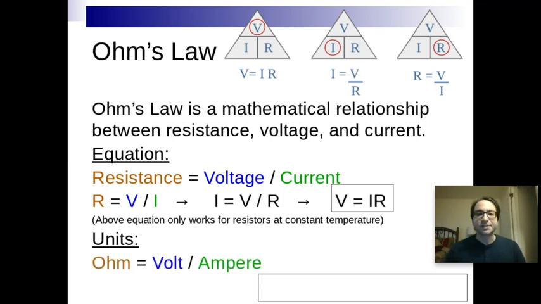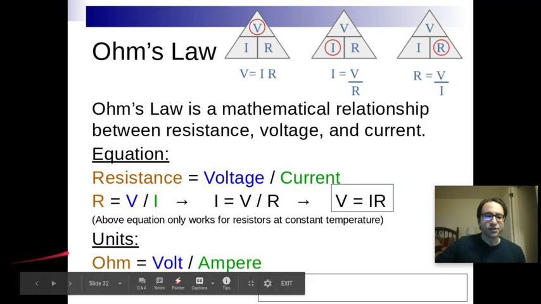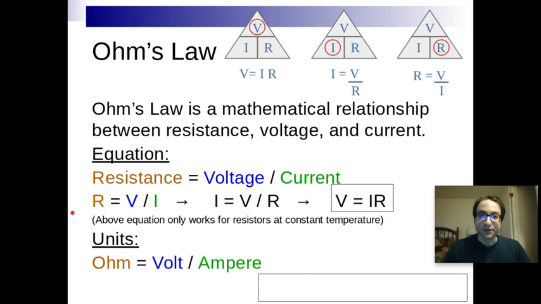Anyway, we take a look at the units of our Ohm's law equation. Again, we'll take a look at the first version here. Resistance is voltage over current. Well, units for resistance is the ohm. Units for voltage is volts. And the units for current are amperes or amps.